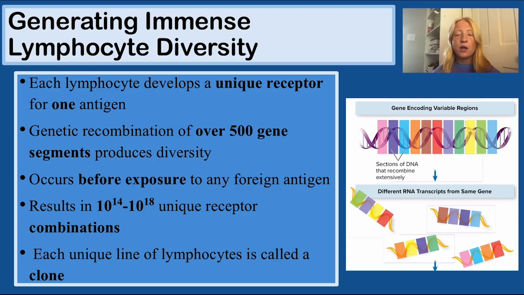That's how every single lymphocyte can recognize one specific target. And this all happens before an infection occurs. During fetal development, these receptors are built and expressed on the surface of lymphocytes, and each cell becomes a clone representing a single antigen.